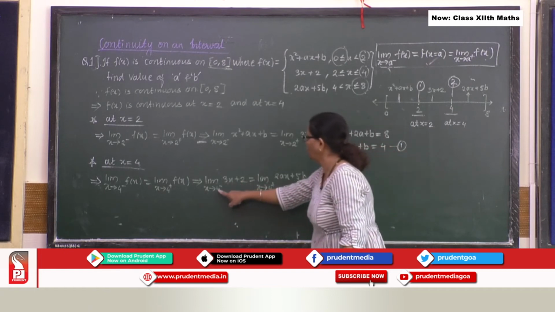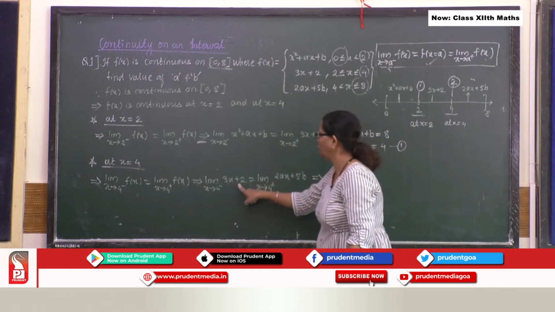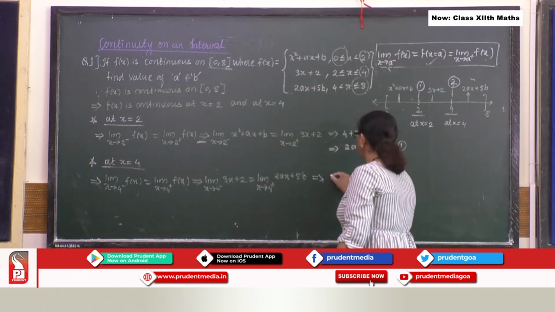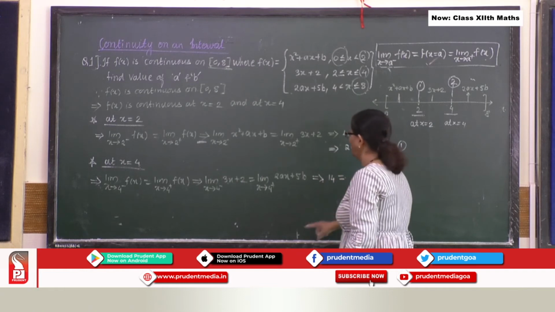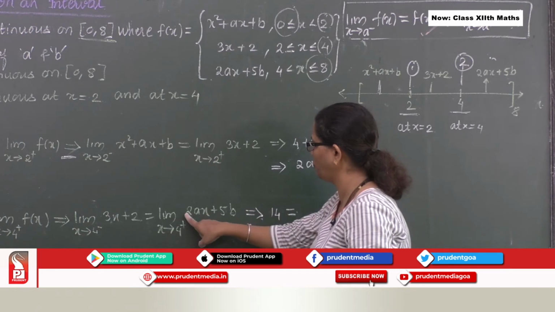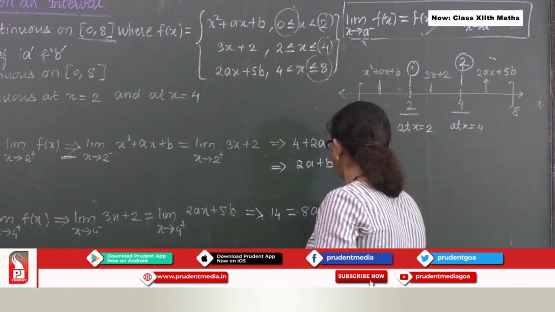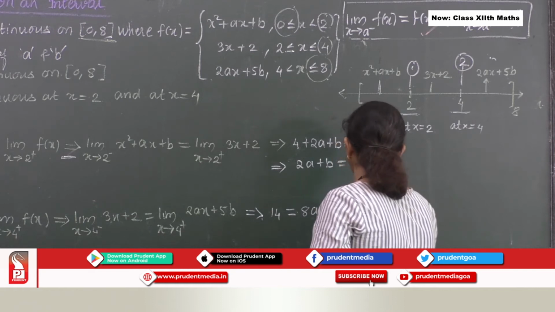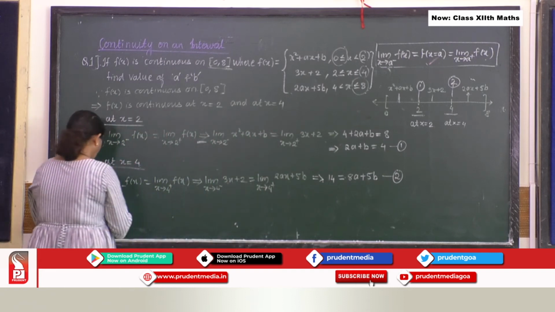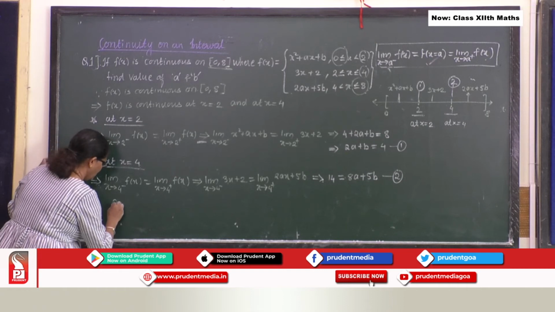So you get, when you substitute x equal to 4, 4 3s are 12, 12 plus 2, that's 14, which is equal to, when you substitute x as 4 here, 4 2s are 8, so you get 8a plus 5b. This is your equation 2.